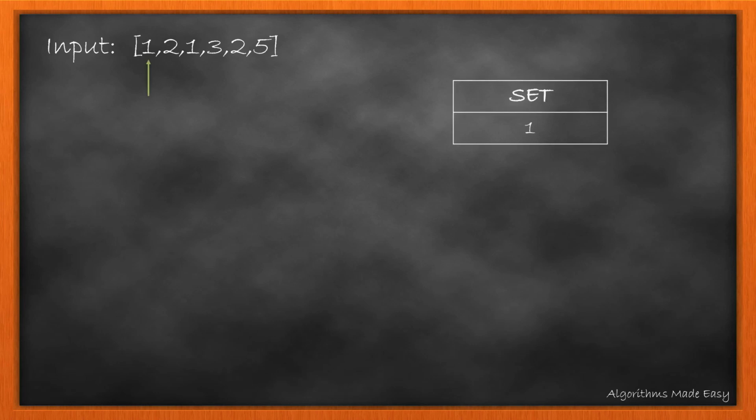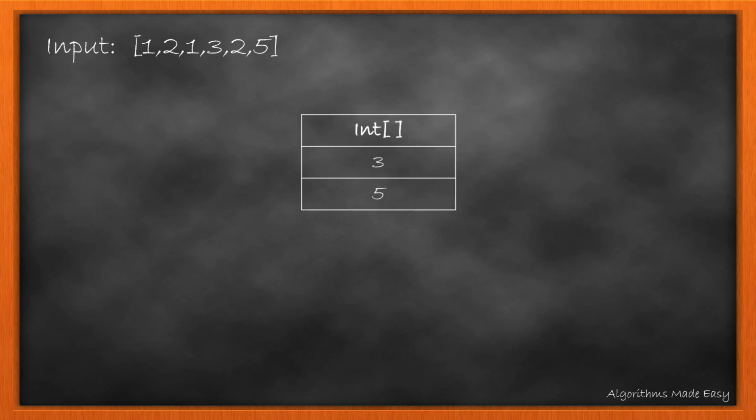We will go through each element and try to add it in the set. As 1 is not present, we add it into the set. Same will happen with element 2. Now we again encounter 1, and as the set does not allow duplicate values, it won't be added in the set. So we remove this element from the set because we know it is the element which appeared twice. Moving ahead, we add 3 into the set. As 2 is already present, we remove it from the set. At the end, we add 5. We convert this set to an array and return it.